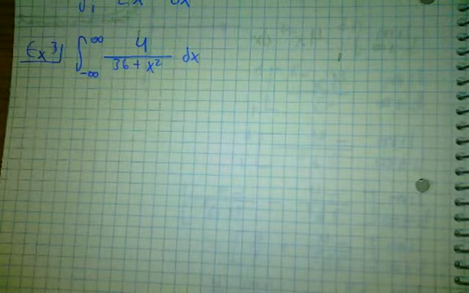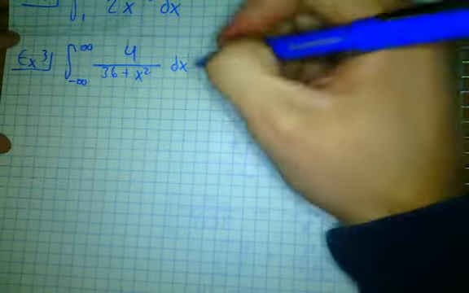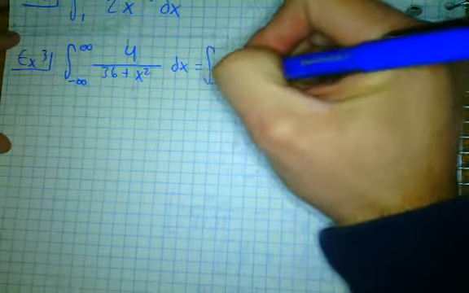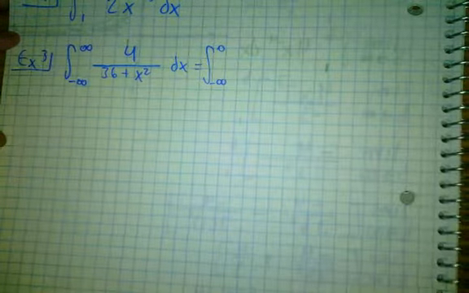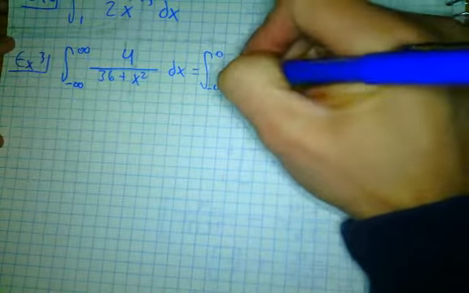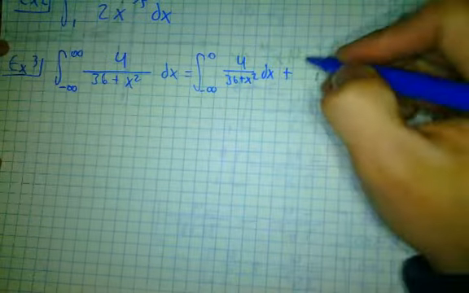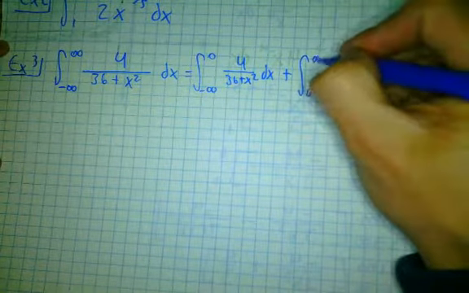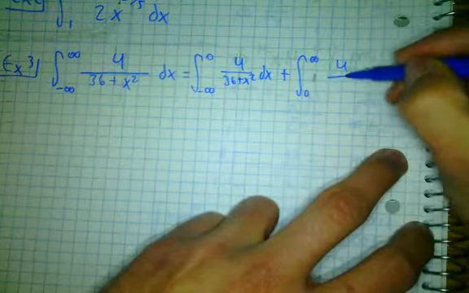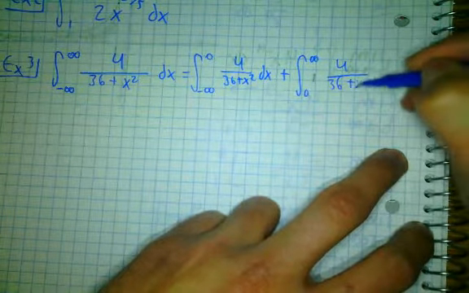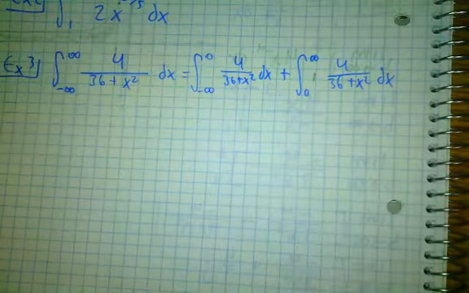Alright, but before you apply any of your integration rules, first rewrite this in terms of limits before you do anything else. Okay, so first, I'm going to make my life easy. I'm going to rewrite this as the integral from negative infinity to 0 of 4 over 36 plus x squared dx, plus the integral from 0 to infinity of 4 over 36 plus x squared dx.